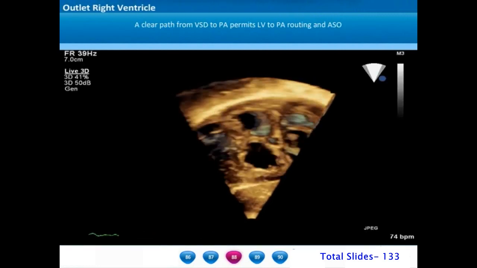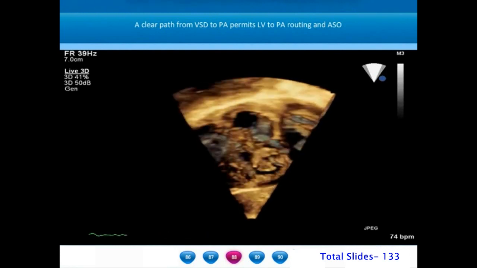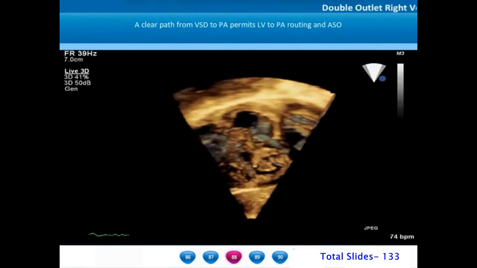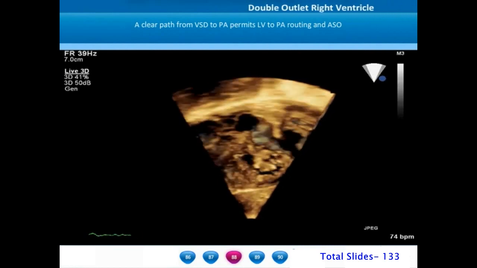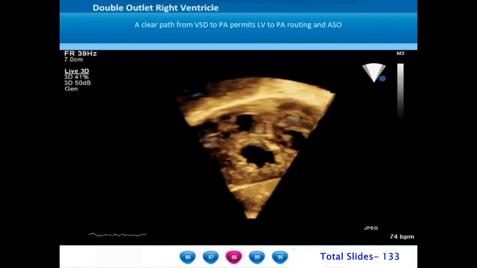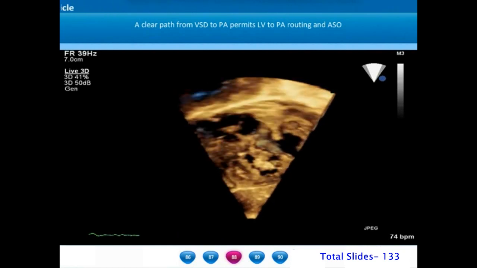We notice a very clear pathway from the inlet ventricular septal defect towards the posterior pulmonary outflow tract, which will permit an intraventricular tunnel closure of the ventricular septal defect towards the posterior pulmonary annulus and completion of a biventricular repair by an arterial switch operation.